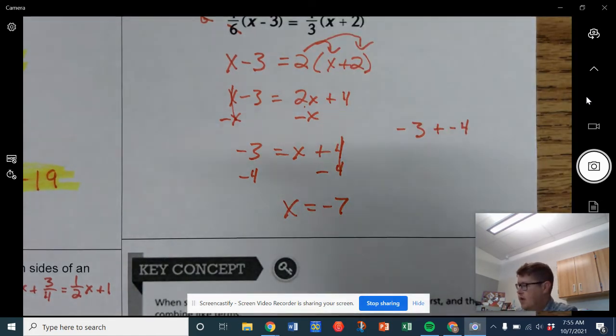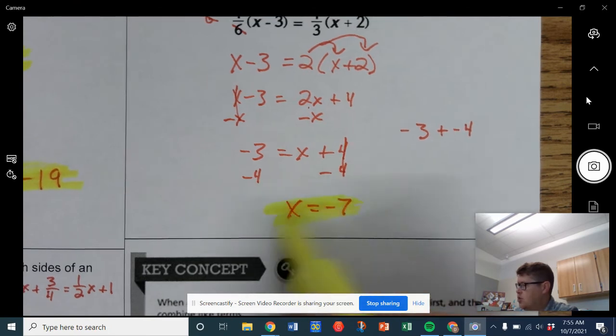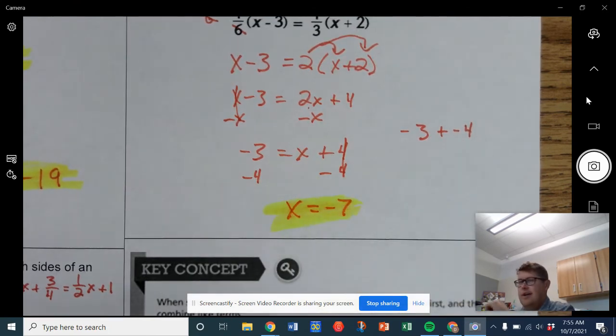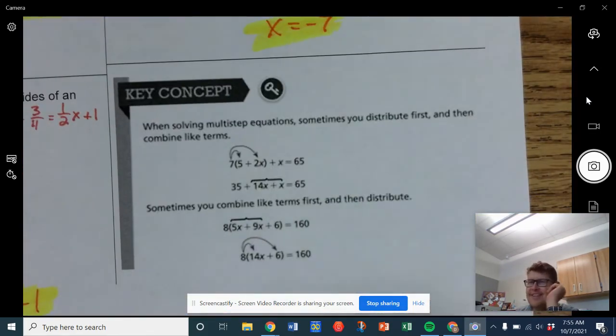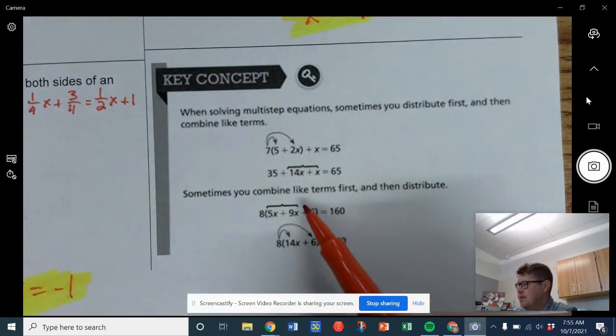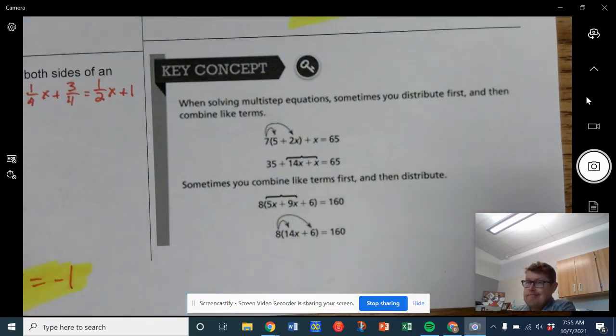And that's that. Did I put the key concept in 2 different places here? I did. Really good editing there, Wishart. Awesome. Look at that. It's the same thing, right? You distribute. Well, sometimes you combine like terms before distributing.